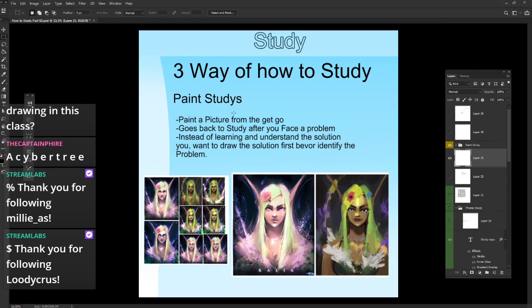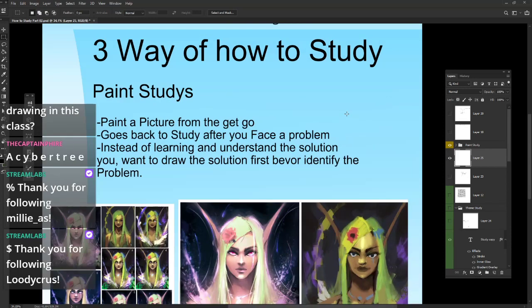Okay, the last one: paint studies. Paint studies, basically, a lot of people do that, 90% of them. Imagine you draw a picture and you don't know where you want to go with it. You take one reference and draw with it. And okay, now you get an idea. I want a Mac, for example. And then you go towards some problems, and then you get another reference and paint from it, you know?